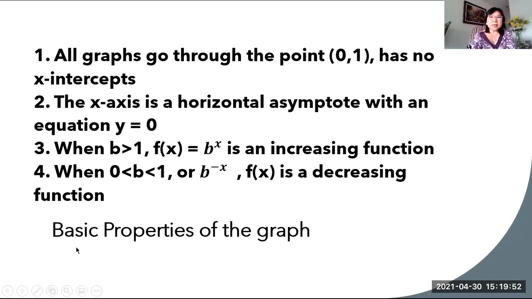So these are the basic properties of the graph. In this course, you should know about these properties before we actually learn about the function. So let me go to the next slide.